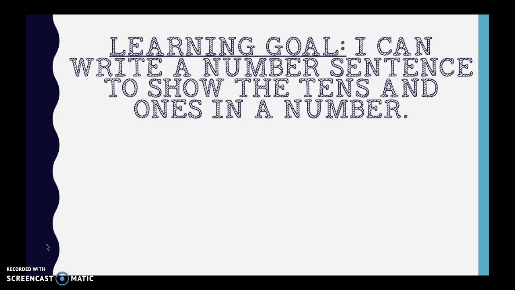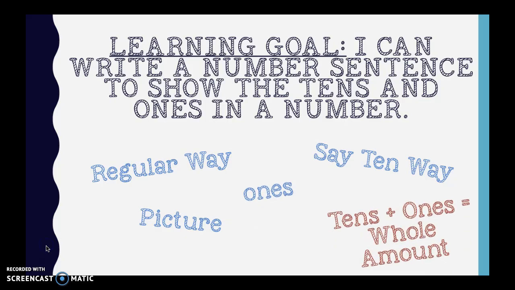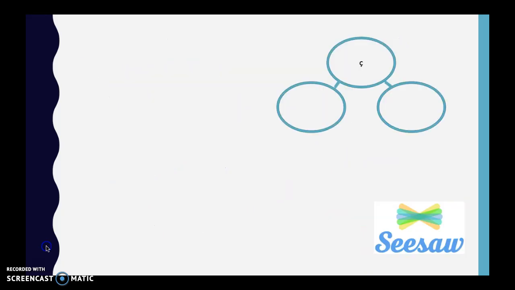All right, our learning goal said that I can write a number sentence to show the tens and ones in a number. We already knew how to say a number the regular way, the say ten way, with a picture, with just all as ones. And today we worked on writing a number sentence that says the tens plus the ones equals the whole amount. This is what you're going to Seesaw to your teacher, friends.